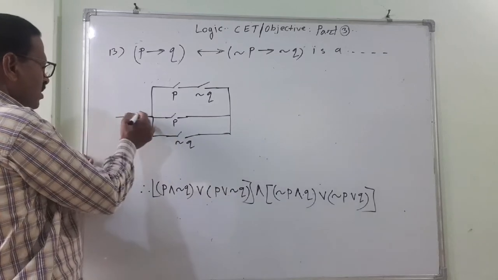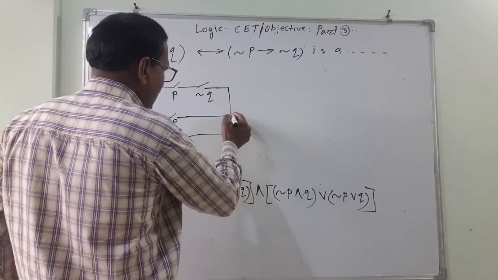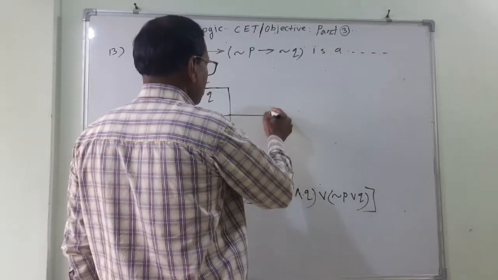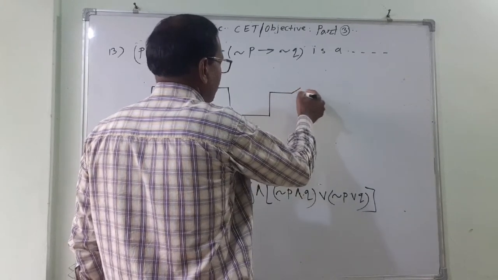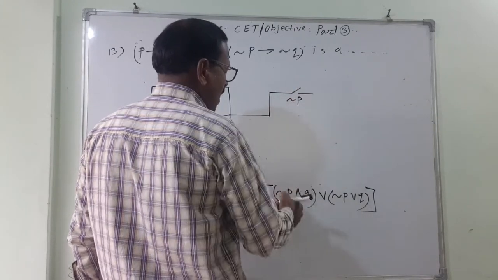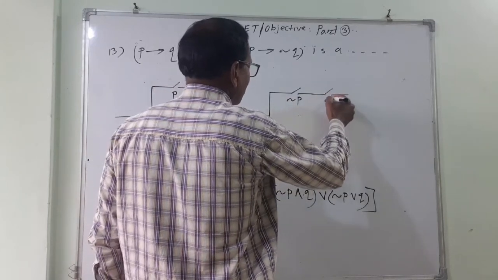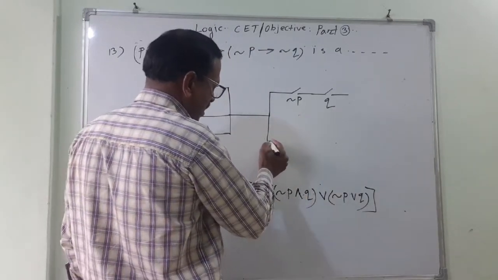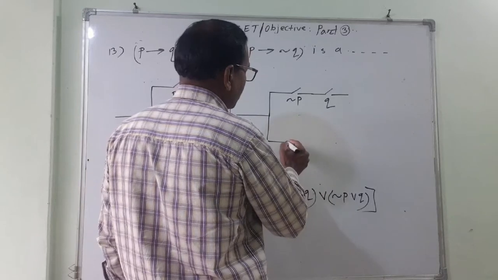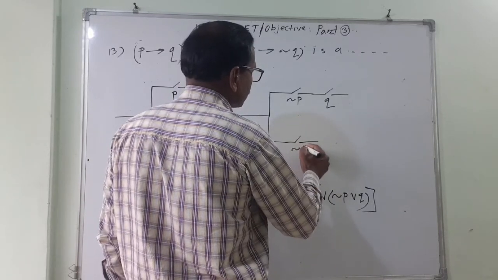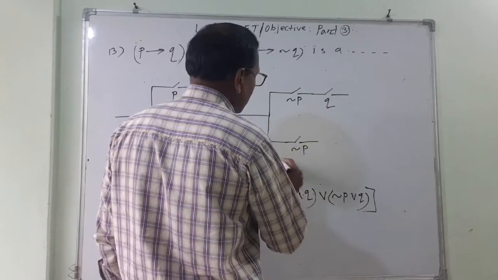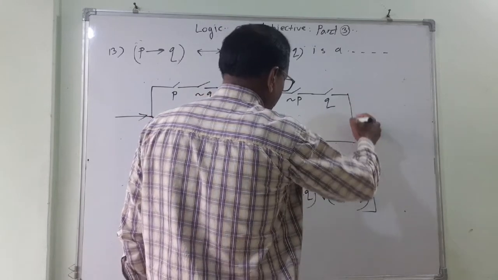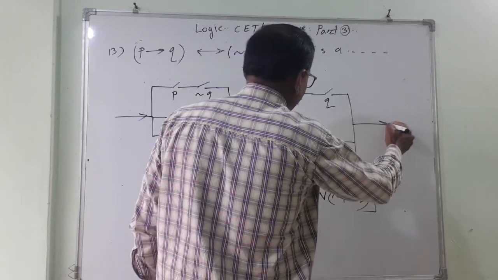From here I will allow the current to pass. Now this branch is in series. So how is this? Negation P. So the first branch will be like this. Negation P and Q. Now this is a parallel branch like this. Negation P. This is negation P. And for this it is parallel, or Q. And close this branch. Check whether the current is coming out or not.